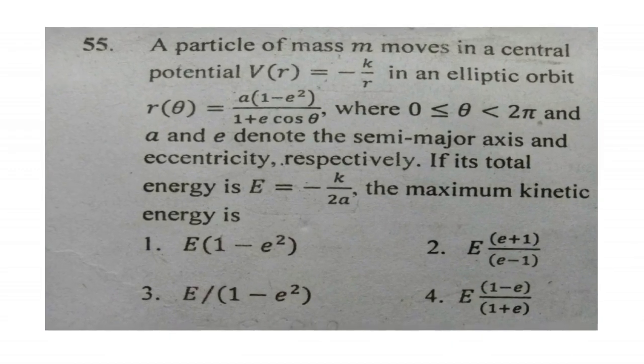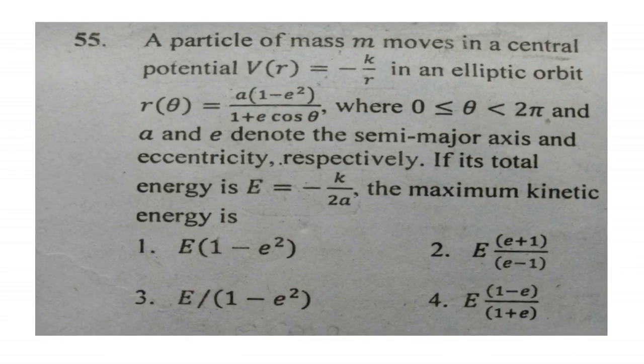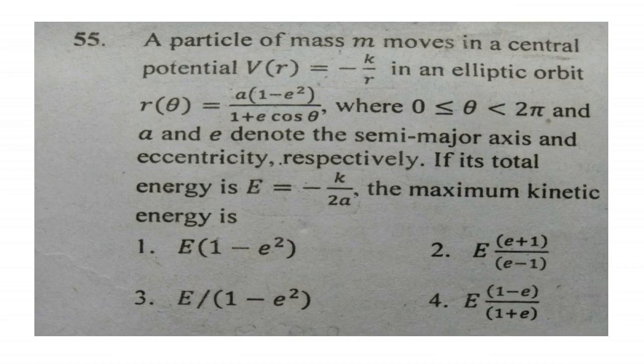Now the next question is, a particle of mass m moves in a central potential that is equal to minus k upon r in an elliptical orbit, where r is equal to a into 1 minus e square upon 1 plus e cos theta, where theta lies between 0 and 2 pi, and a and e denote the semi-major axis and eccentricity respectively. If its total energy is E equal to minus k upon 2a, the maximum kinetic energy is.